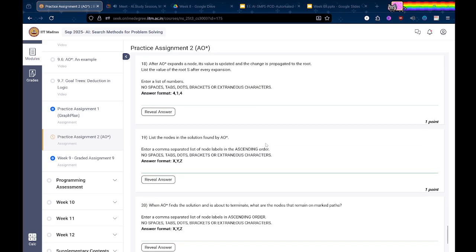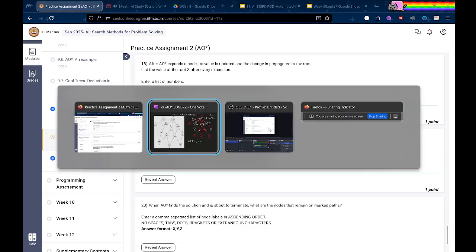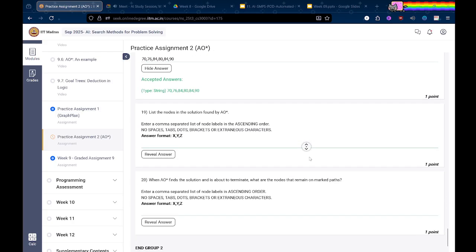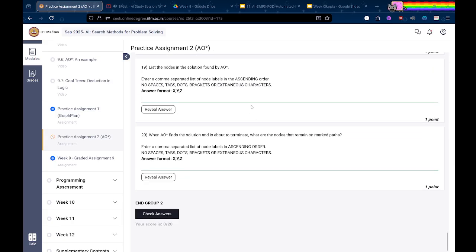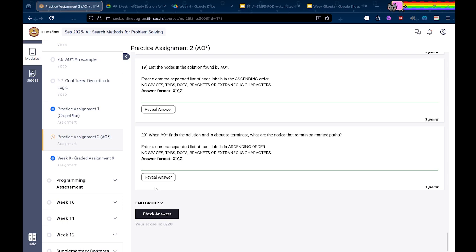After AO star expands a node, its value is updated and the change is propagated to the root. List the value of the root after every expansion. So 70, 76, 84, 80, 84 again, 84, and then 90. Yeah. Cool. List the nodes in the solution found by AO star. So this is the one that we found. So CGHK, CGHKS.